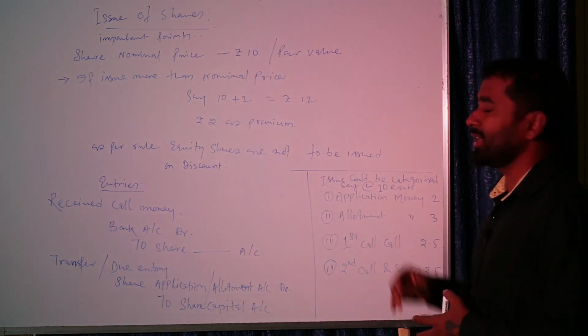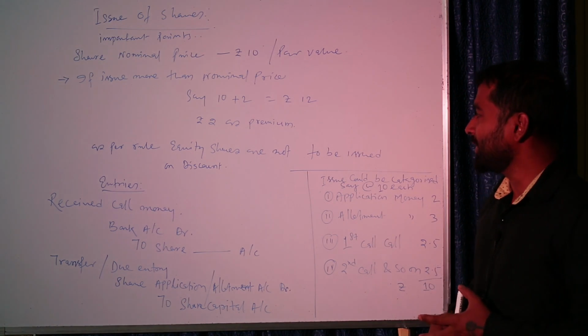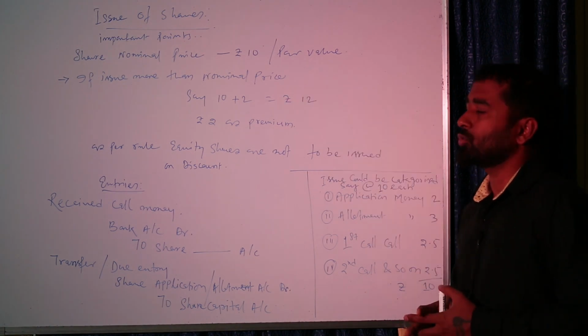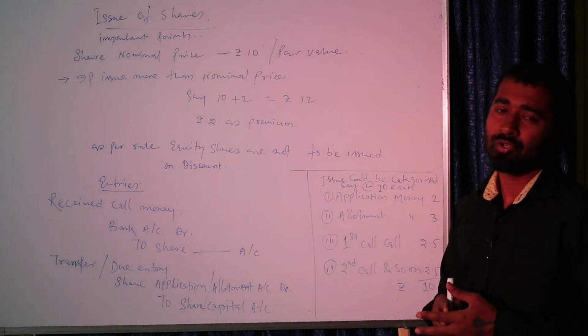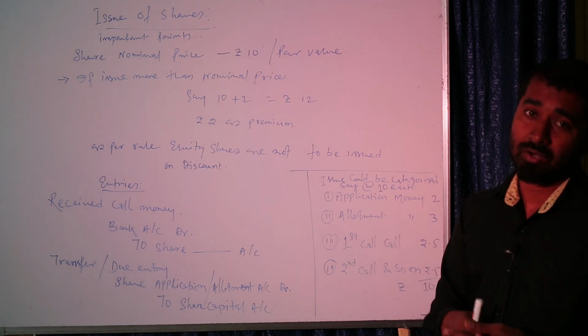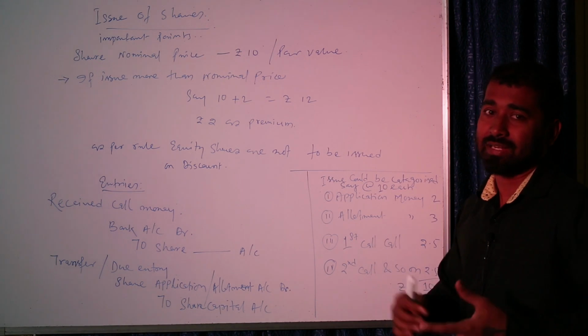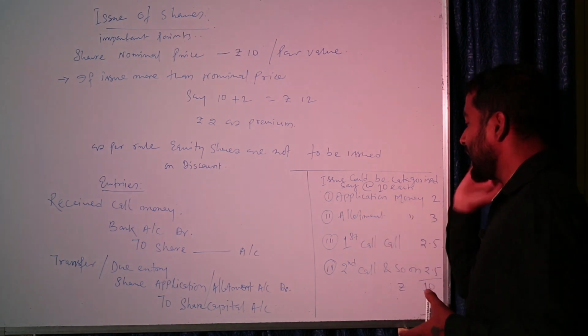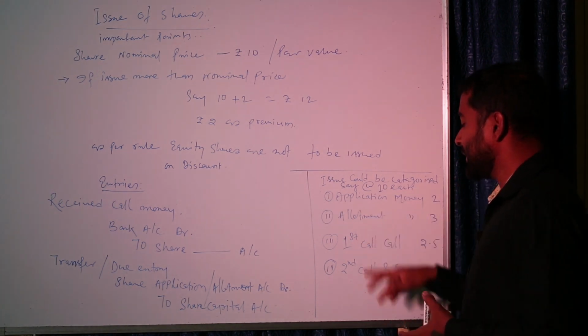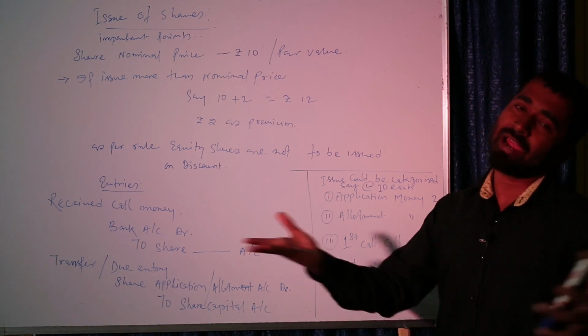When we are issuing shares, the nominal value or the premium value total, with the money I am going to collect from the subscriber, could be categorized into that form. What is the categorization we have? Application money, allotment money, first call, second call, third call, and so on.